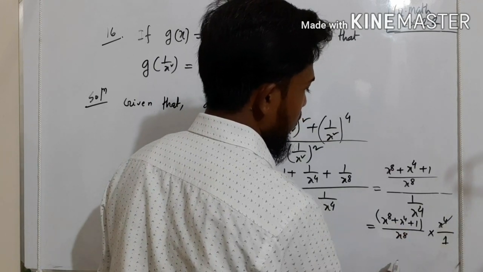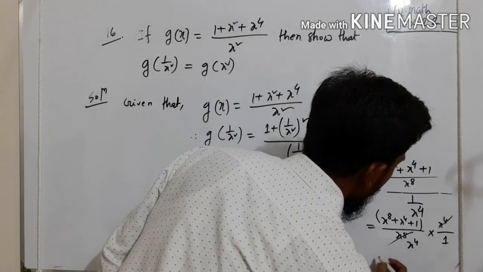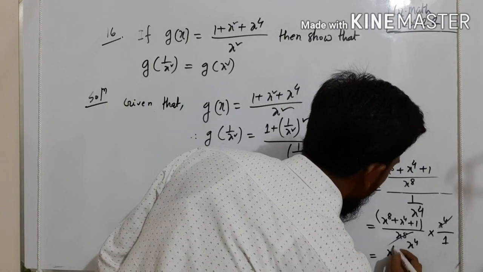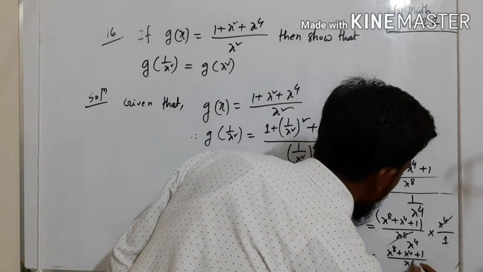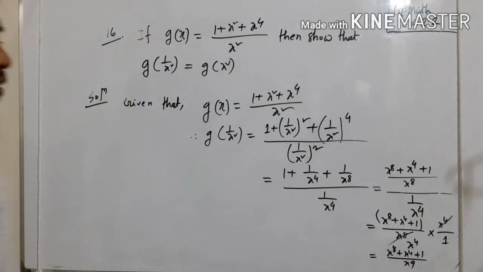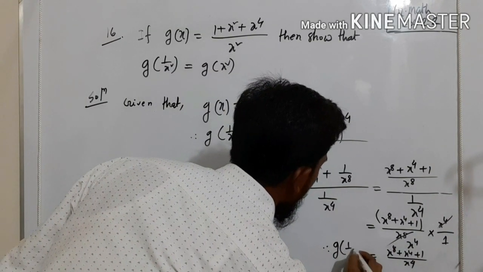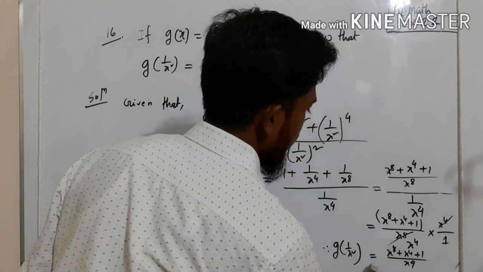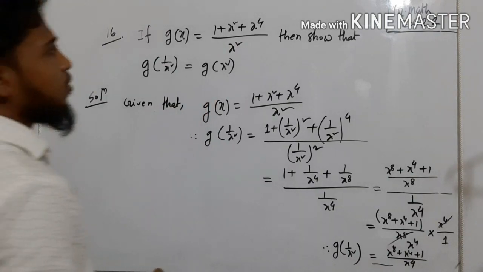x power 4 upon x power 8 cancel, that is x power 4. So we can write x power 8 plus x power 4 plus 1 divided by x power 4. So g of 1 by x square equal to this. Now I will find the value of g of x square.